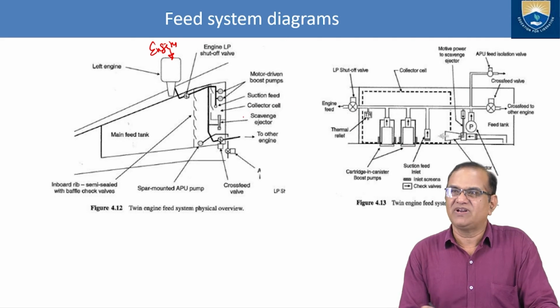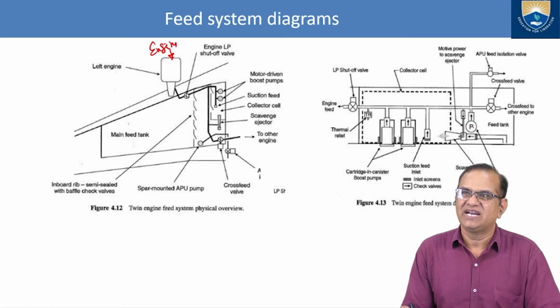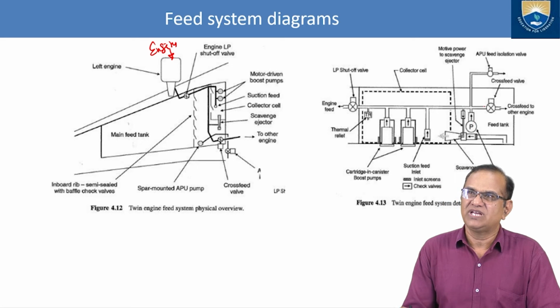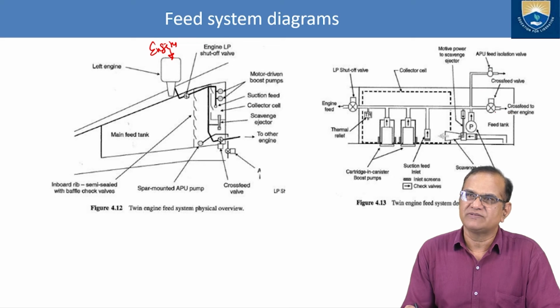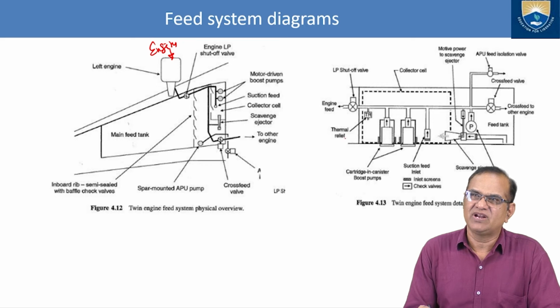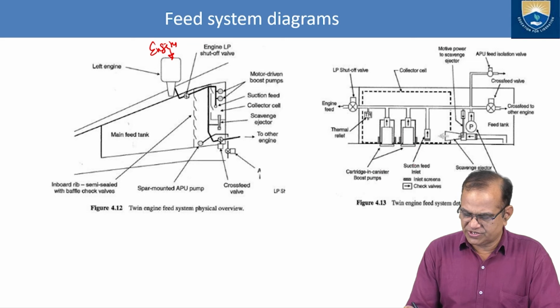It is just a simple one, but here, if you see, we have the detailed one. So here is the APU feed system. This goes to here, starting from the engine feed. Then we have the thermal relief valve. Here we have the cartridge in canister, booster pumps.